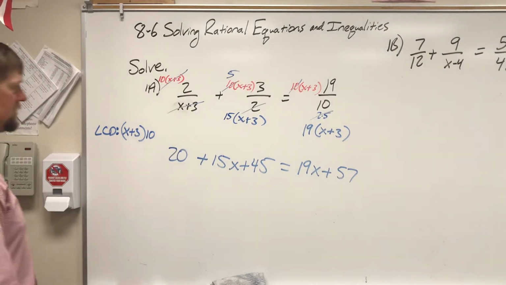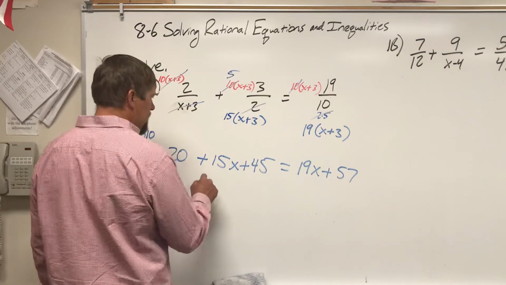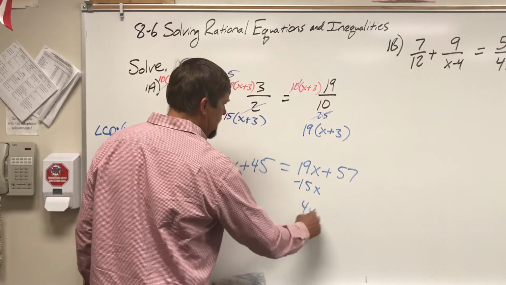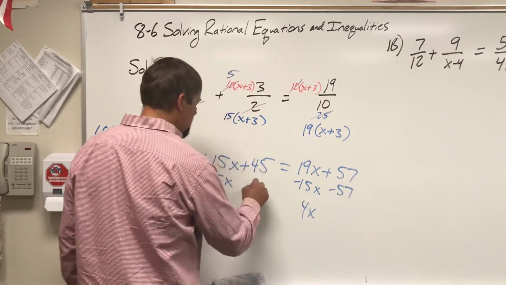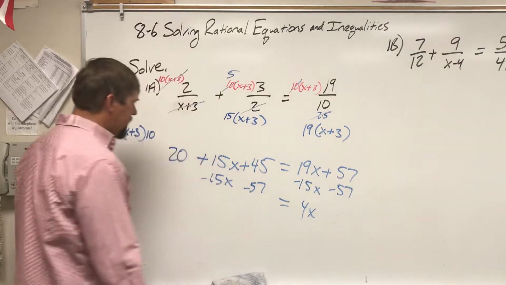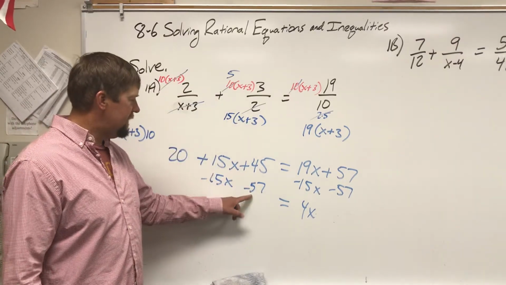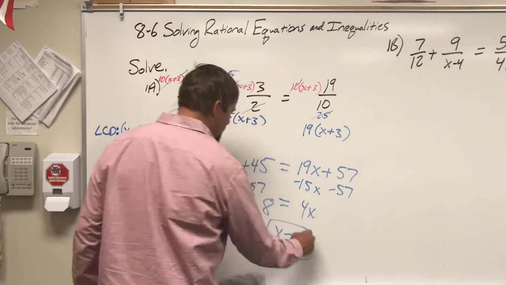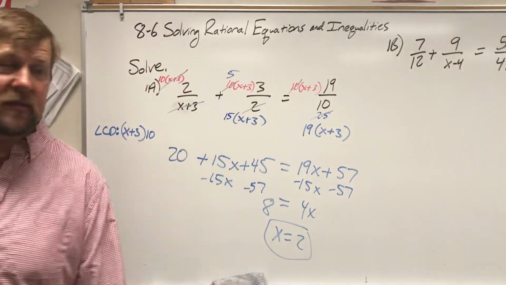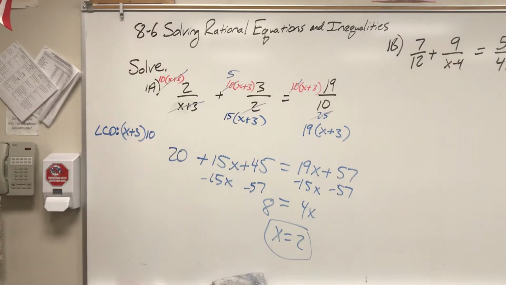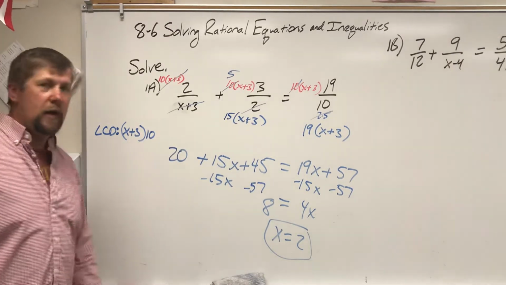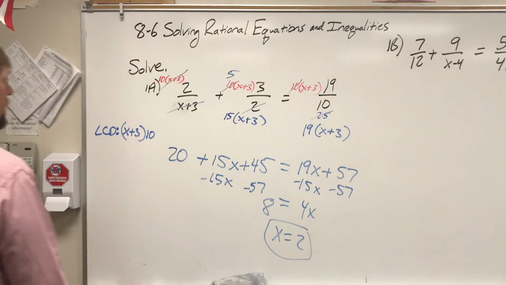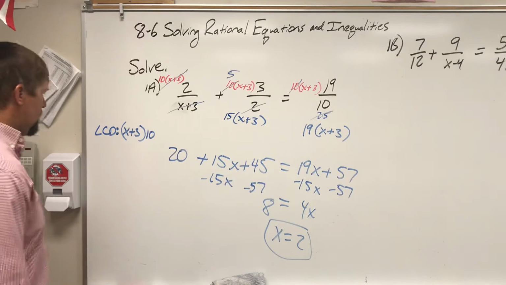It's a linear equation, so all I have to do is solve it. Maybe subtract 15x from both sides. I get 4x on this side. Subtract 57 here. I end up with 65 minus 57 is 8. So x is equal to 2. Now, that was pretty simple. However, you always want to double check your answer. Number one, it doesn't make any of the denominators 0. Number two, it makes the equation true.